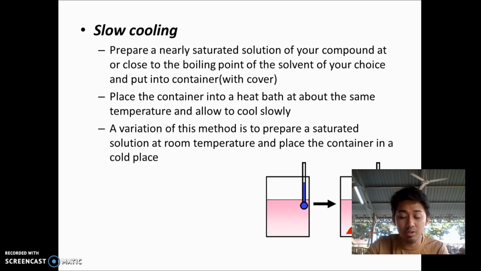The second one is slow cooling. With the slow cooling method, we still need to prepare a nearly saturated solution and put it into a container and then heat it in a water bath. Then we need it to cool down slowly, and finally it becomes a crystal.